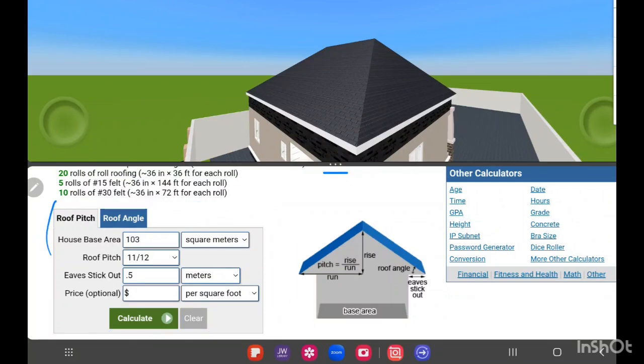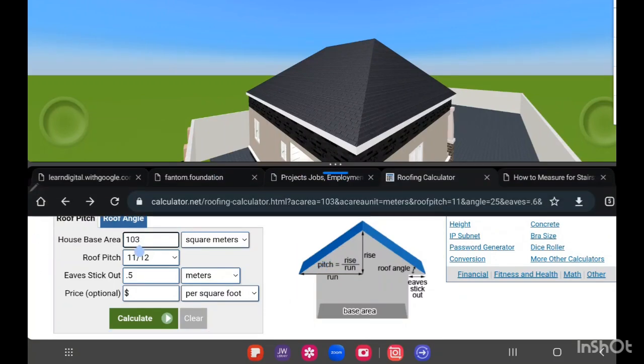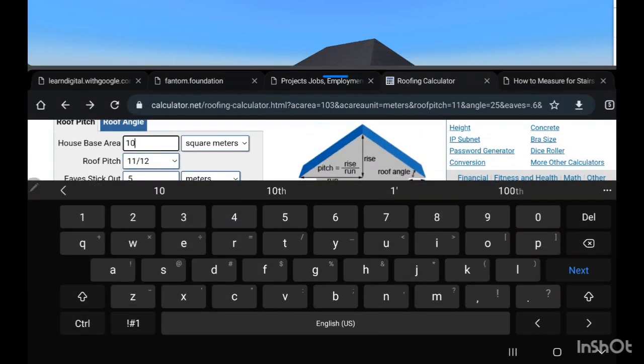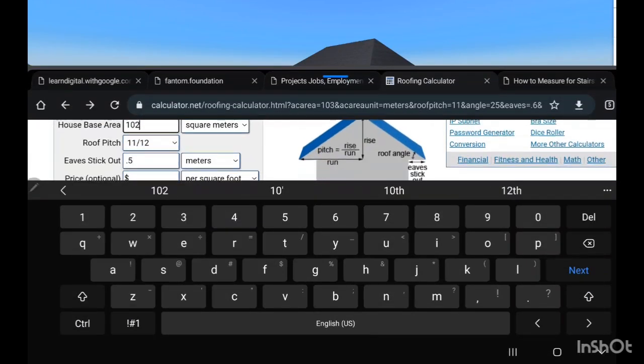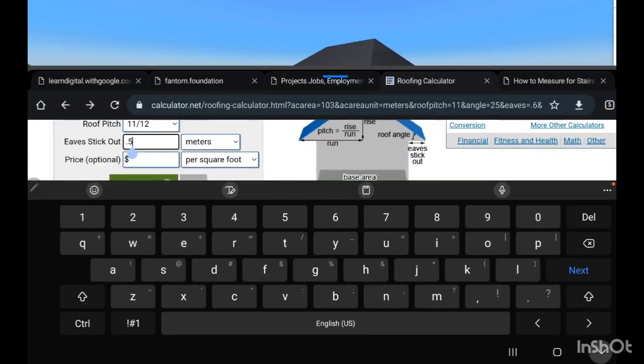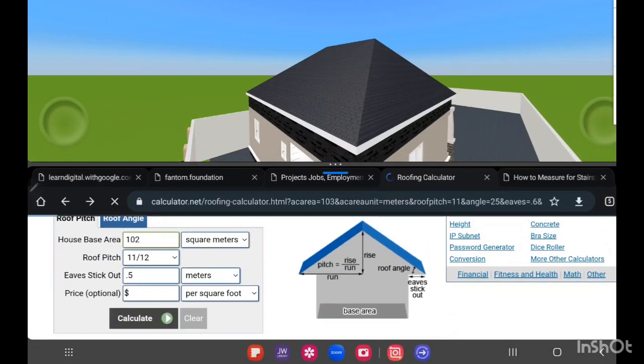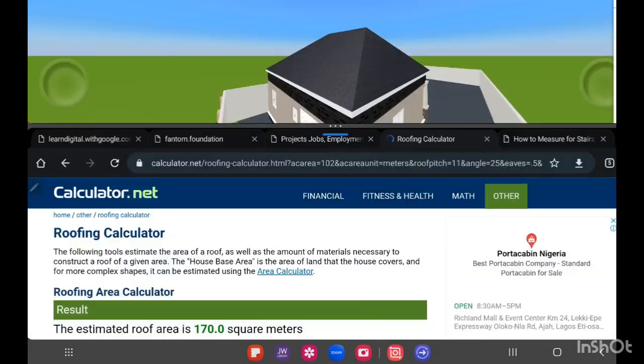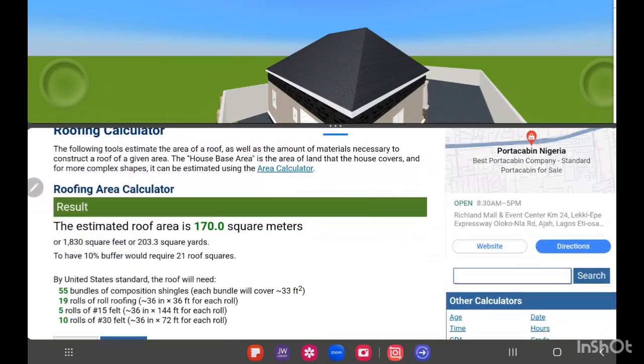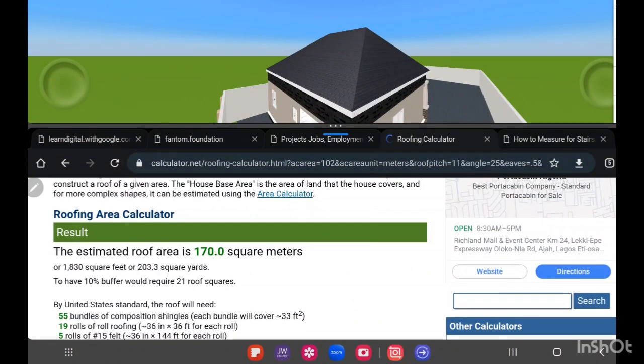Okay, so we've already gotten the figures that we need. We got about 102 here, right? 102. Okay, so let's input our figures. We got 102 for this. Our pitch is 11 over 12 and eaves is 0.5, right? So we'll press calculate, and that should give us a figure. What do we have here? We have about 170. Okay, so 170 is our total square meters.